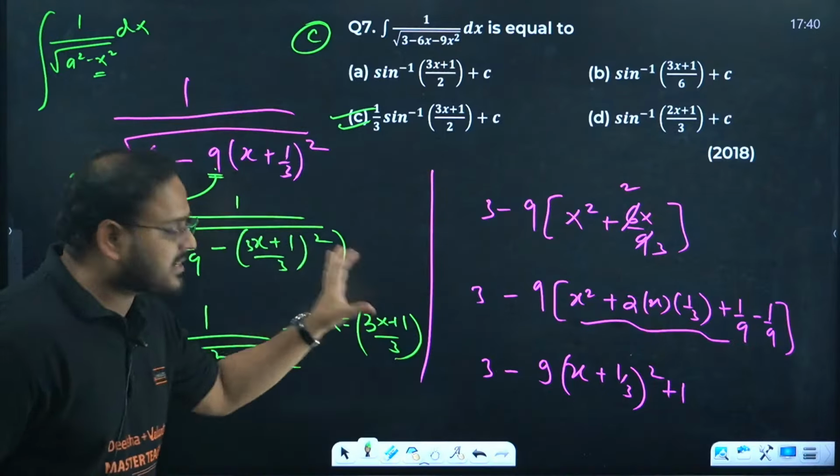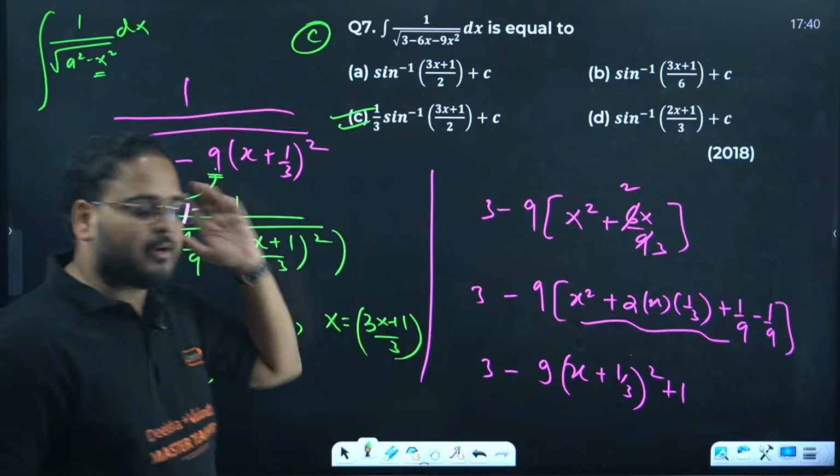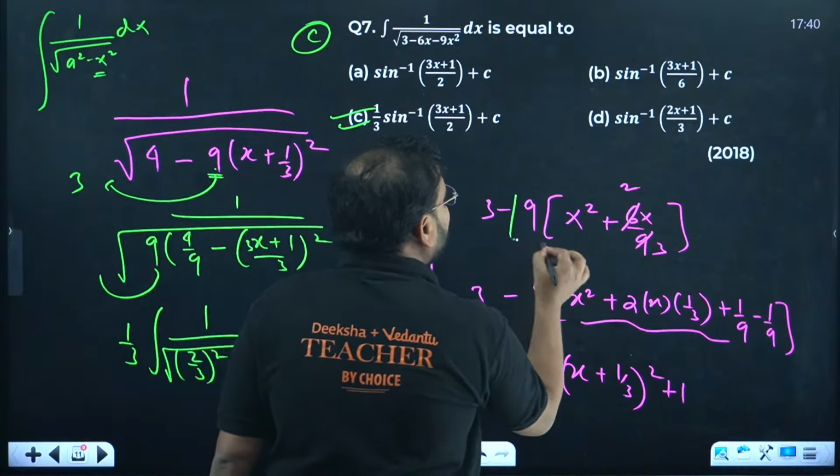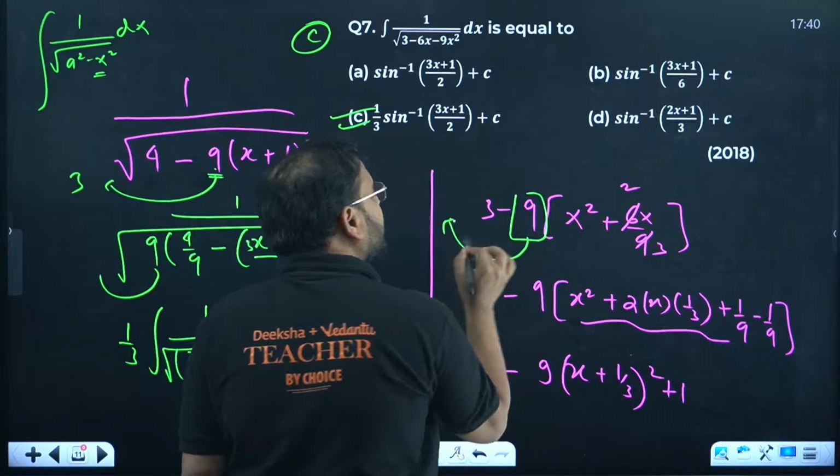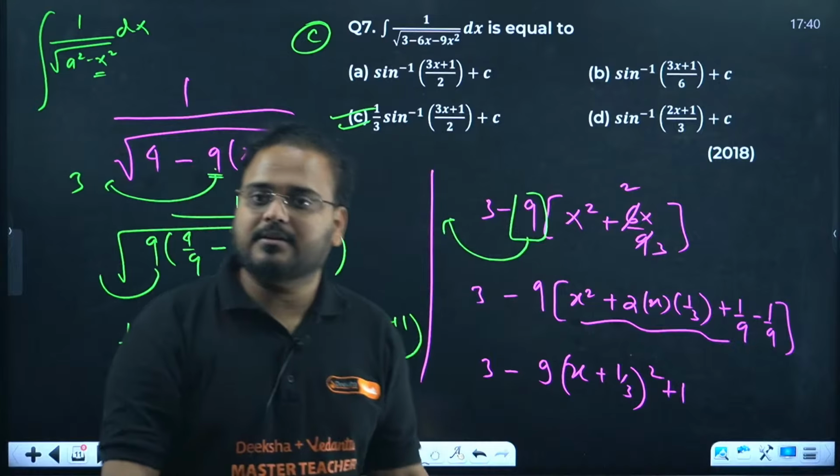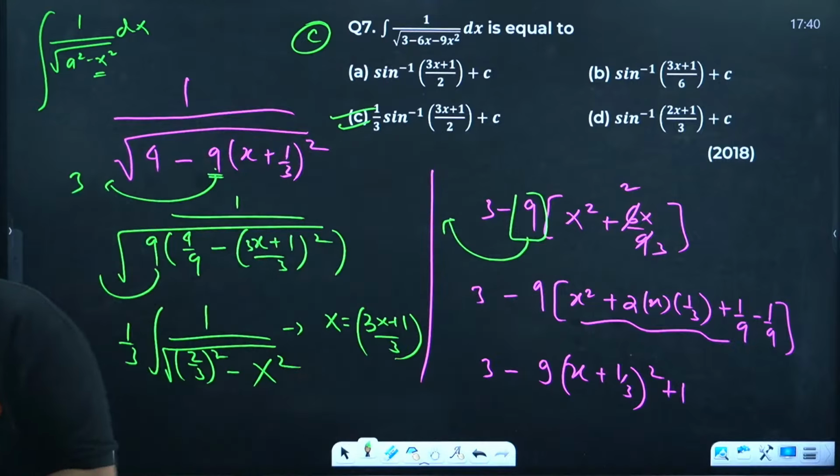Don't have to solve these steps. Just by looking at the statement, you can see that from here only, this 9 has to be taken outside common of the root, and that will give me 3 in the denominator. Hence option is C. Does it make sense?